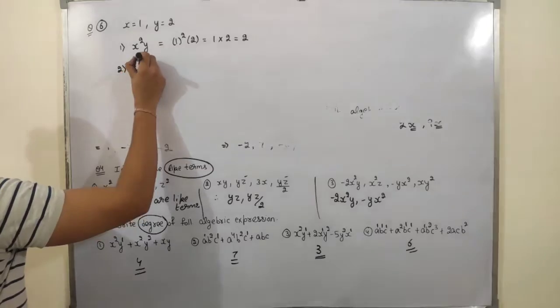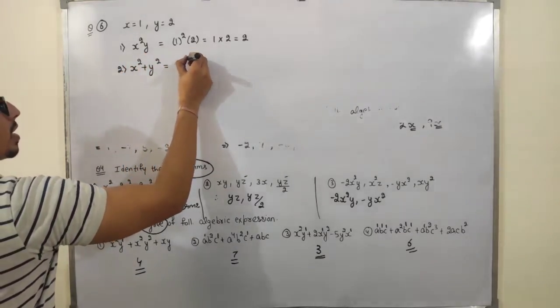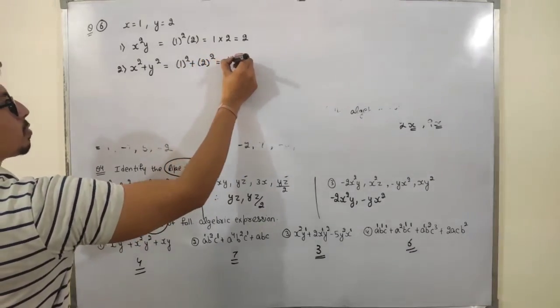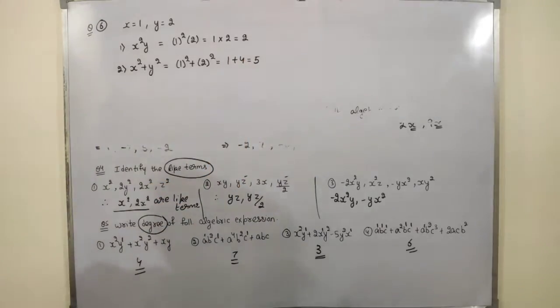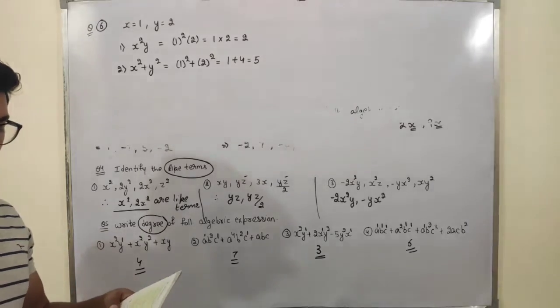Now moving forward to the second part, I have to find out the value of x square plus y square. X is 1, so 1 square. Y means 2, so it means 2 square. So 1 square is 1, 2 square is 4, so it will be 5. So 5 is our required answer. Okay. Now just move forward to the question number 7, students.